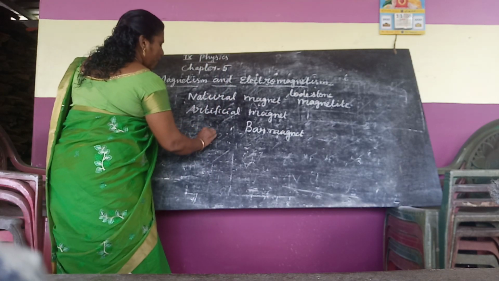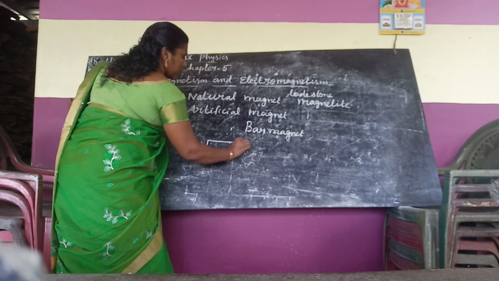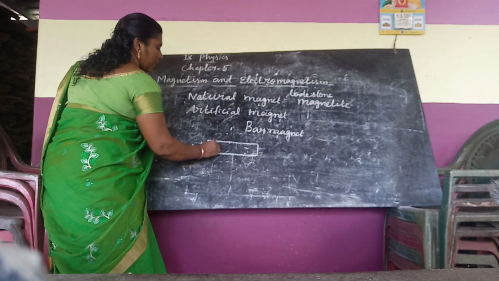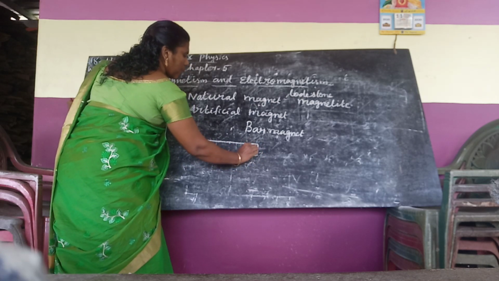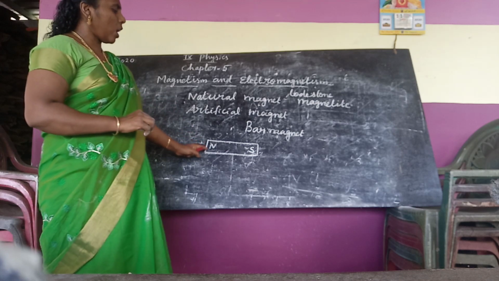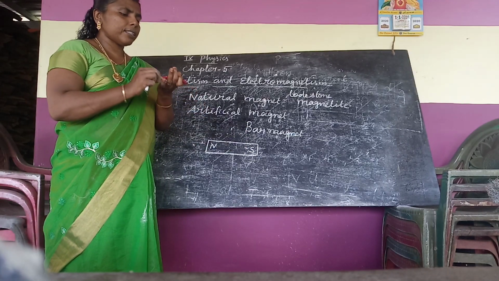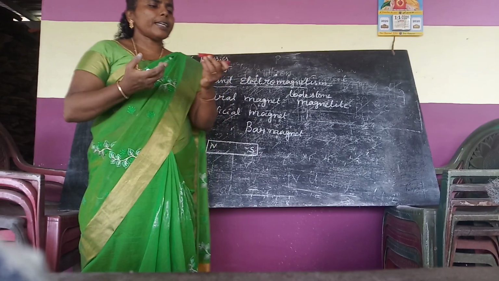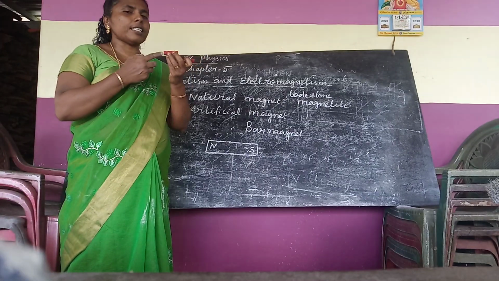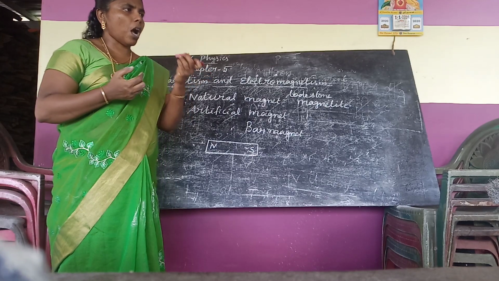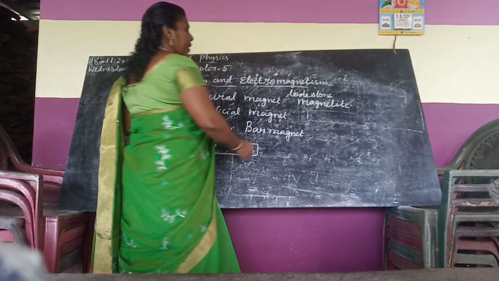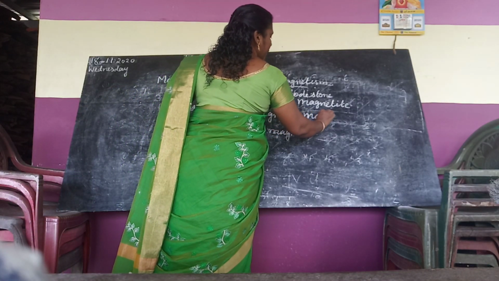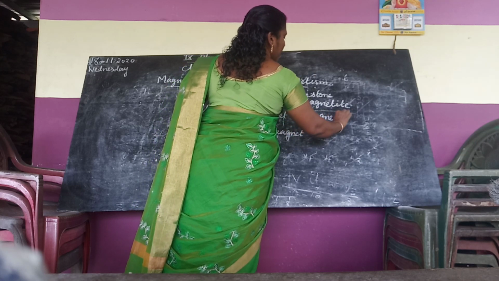Now I am drawing the bar magnet. Suppose this is the bar magnet, with two poles, north pole and south pole. But how will we identify whether it is the north pole or the south pole? We can identify by using a magnetic needle. What is that? A magnetic needle.